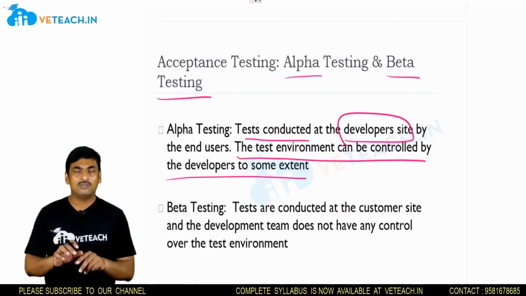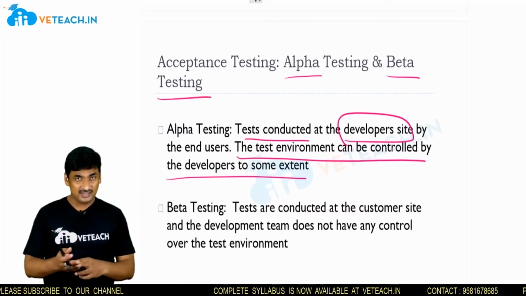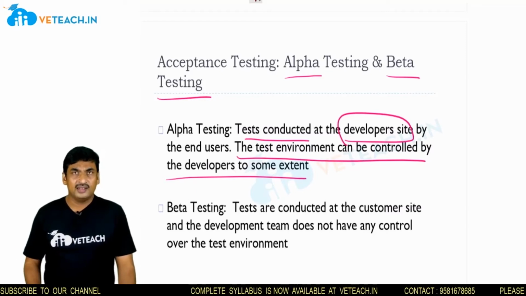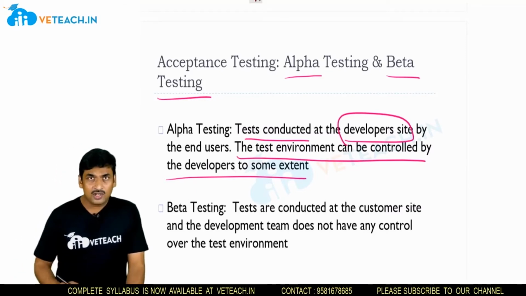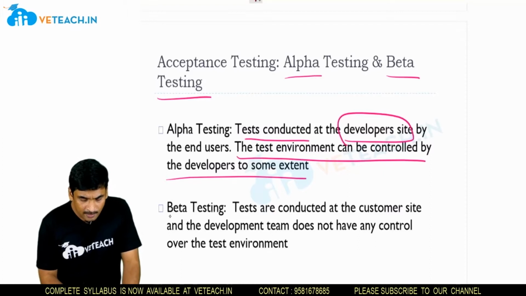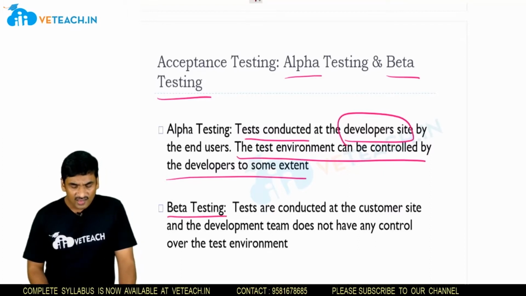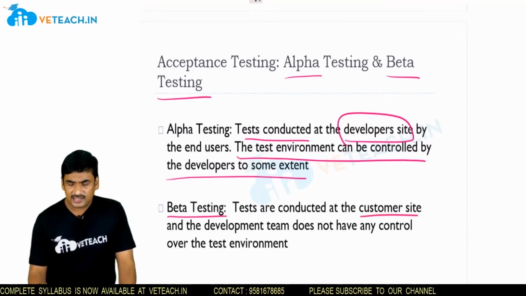The end users use the product. If there are any concerns, they will report then and there itself. That comes out to be the alpha testing. Beta testing, the tests are conducted at the customer's site.